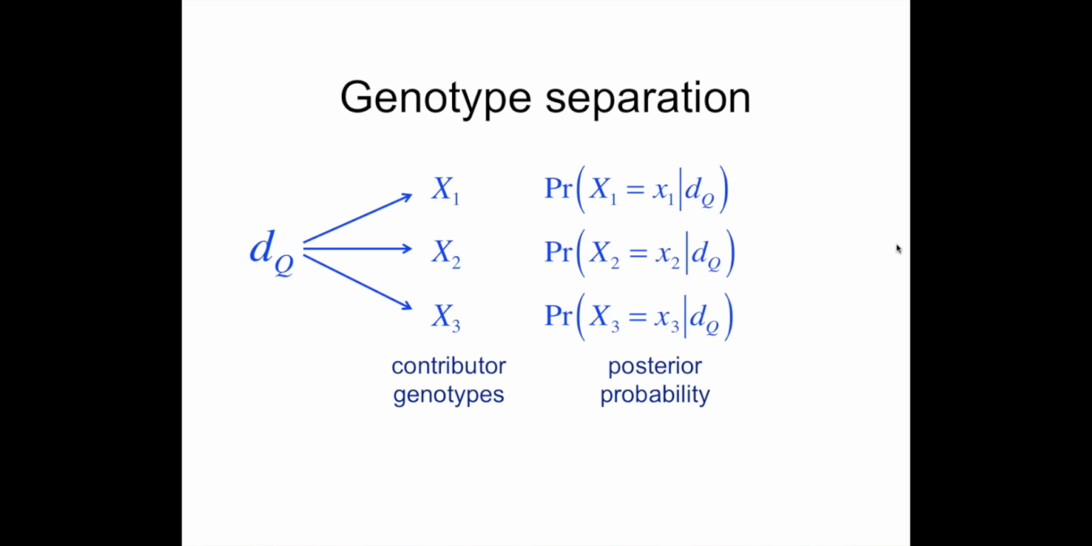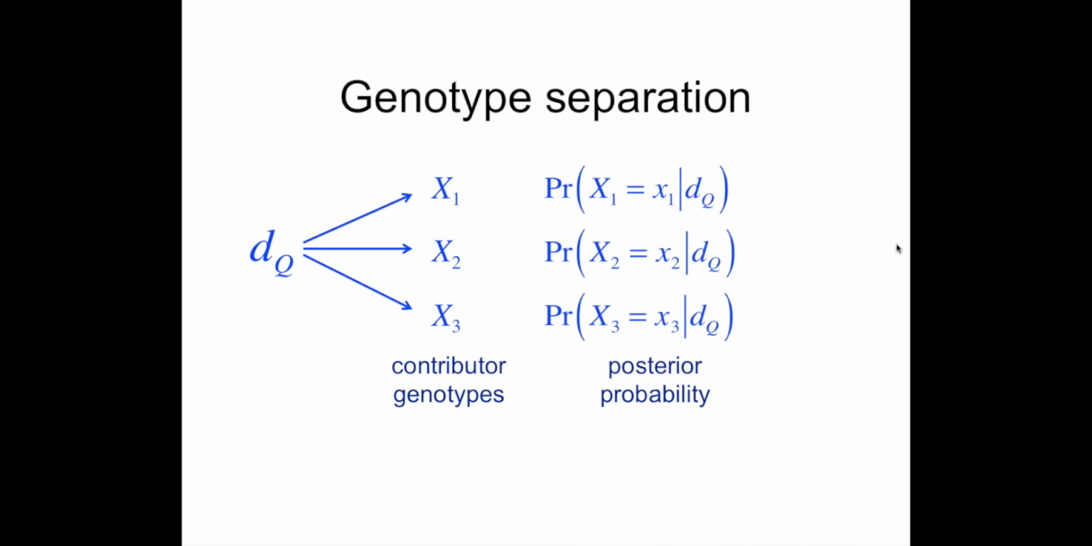So one concept that we've been talking about in these lectures is the idea that the data of a questioned item, shown here on the left as D sub Q, can be separated into the contributor genotypes. I've indicated them here by capital X1, X2, X3. These are the contributor genotypes that have combined to produce the data, and what we can infer from them are genotypes, perhaps with some uncertainty, and that's where probability enters.